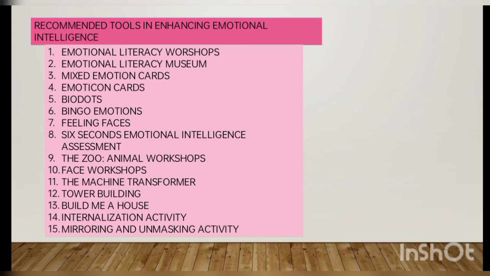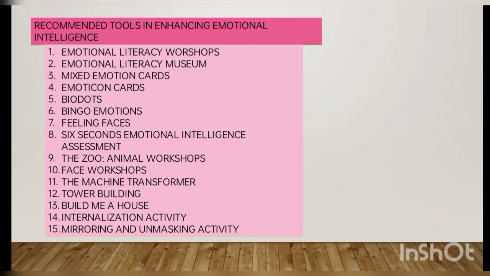These are photos of real people and data about how survey respondents evaluated each picture. Number 8, 6 seconds emotional intelligence assessment. It provides feedback about the way one uses EQ and how to improve in this area. Number 9, the zoo animal workshop.